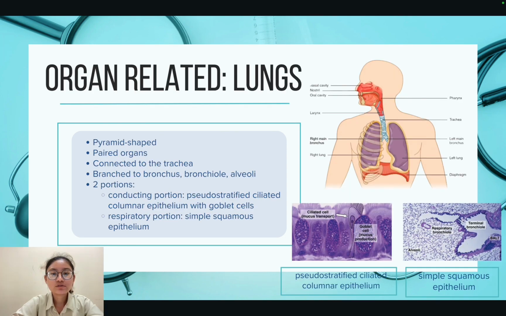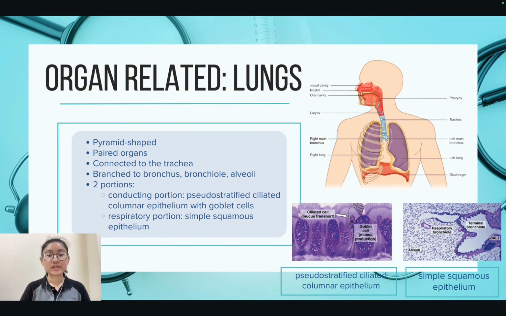The organ related to TB is the lungs. The lungs are pyramid-shaped. They are a paired organ and are connected to the trachea. The trachea is then branched to bronchus, bronchiole, and alveoli. There are two portions of the respiratory system, which are the conducting portion and the respiratory portion. The conducting portion is made up of pseudostratified ciliated columnar epithelium with goblet cells to conduct air from the atmosphere to the lungs and then from the lungs to the respiratory portion.